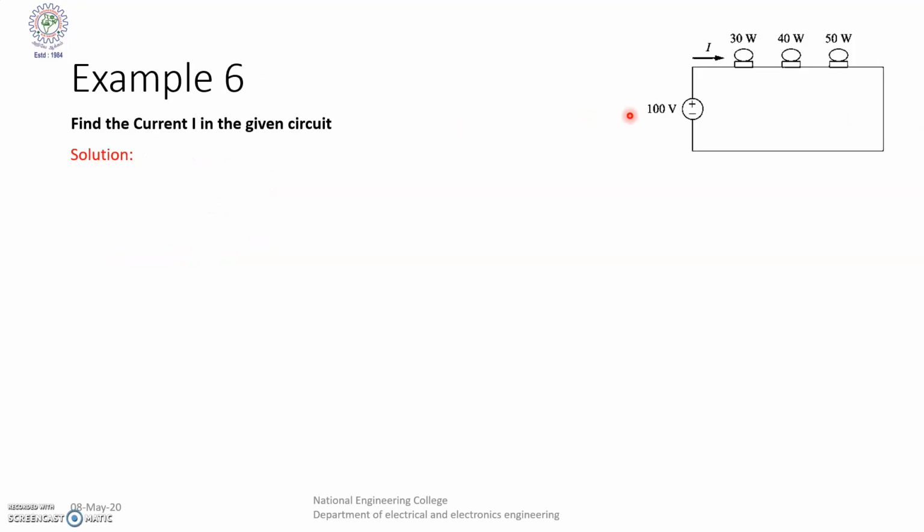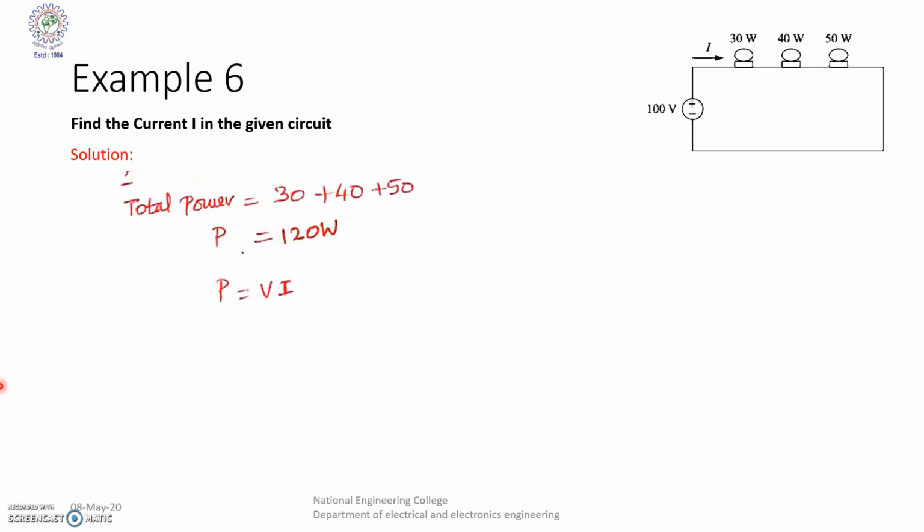So here, find the total current in the given circuit. So here we have a voltage source which is supplying 3 lamps, one of 30 watts, another one 40 and another one 50. So from this we can find the total power supplied by the voltage source. So the total power supplied is 30 plus 40 plus 50. So the total power of 120 watts was supplied.